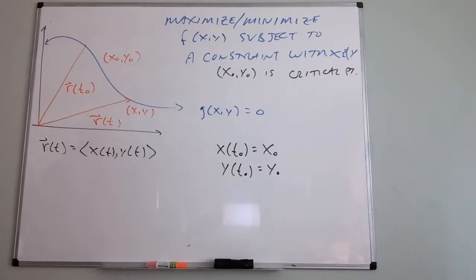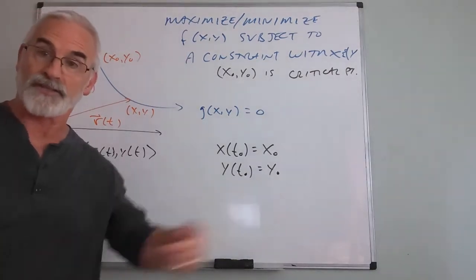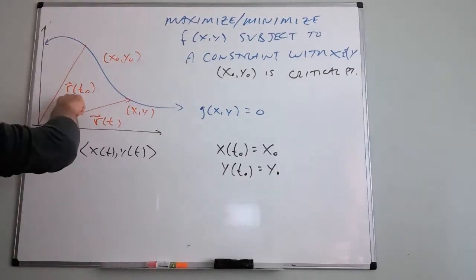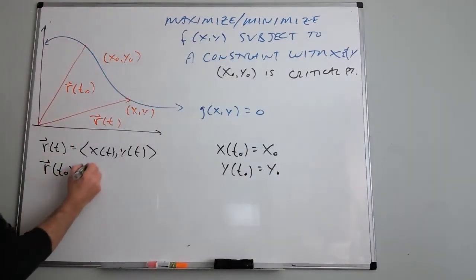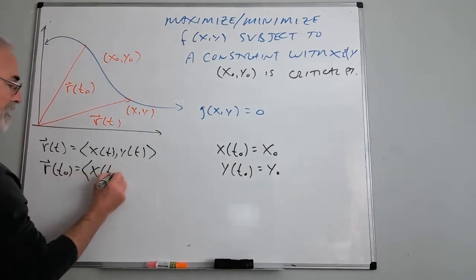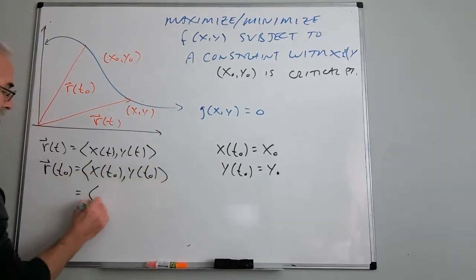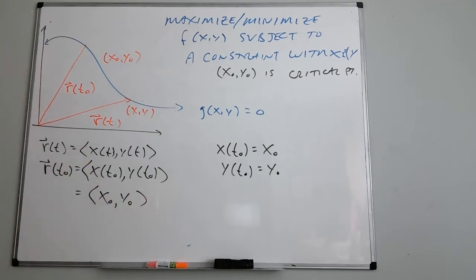I can do that for every ordered pair on the xy plane. I can redefine it, x as a function of t, y as a function of t, and so on. So this vector would be r of t naught, where r of t naught is, of course, x of t naught, y of t naught, and that is just x naught, y naught. That's not really that interesting, but that's what we're saying right here.